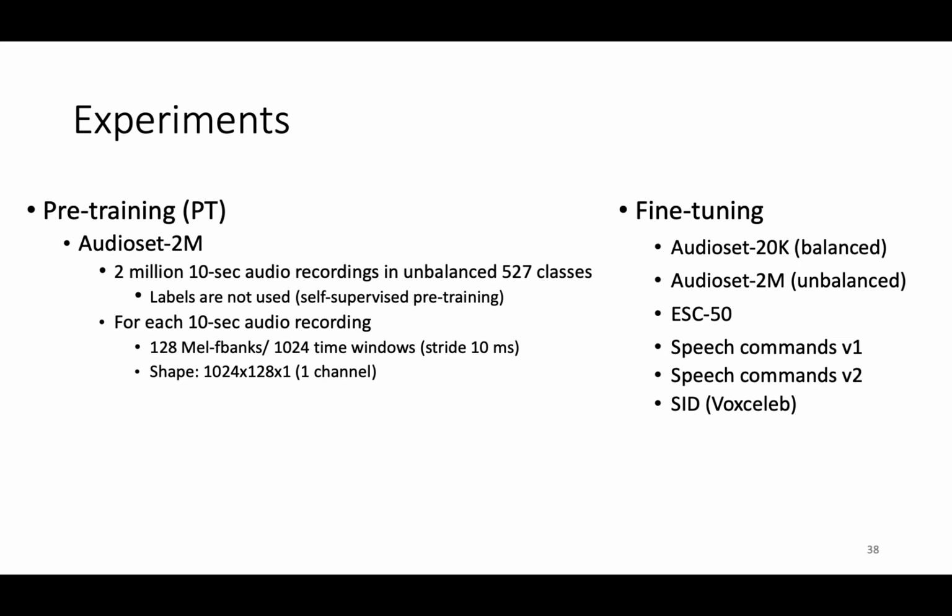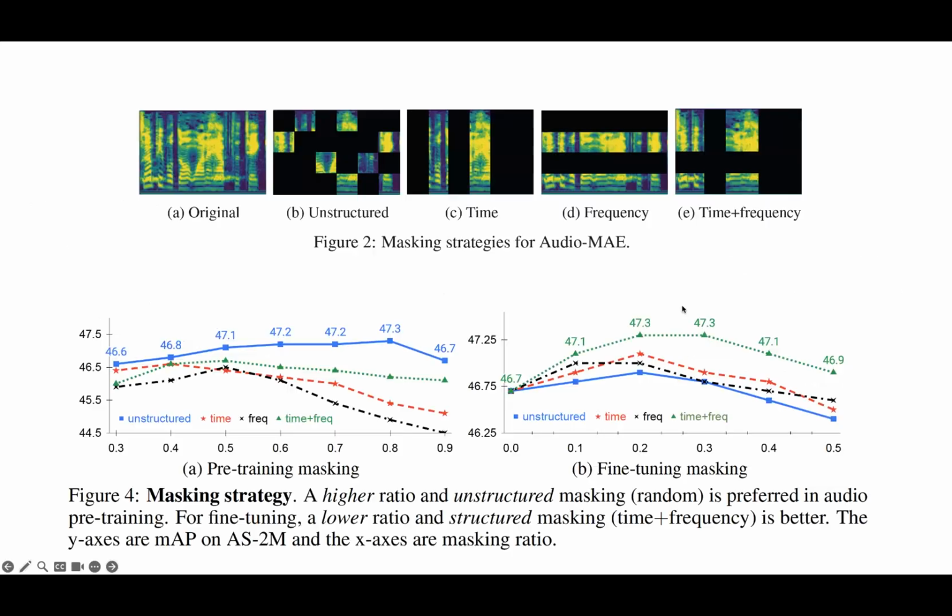What we looked into in this work first was again the masking, and how can we do the masking in the audio domain? How would it be different from the image case? What we look at here are different ways of masking. This is the original input, and then we can do unstructured masking, similar to the video case. We randomly mask time and frequency dimensions.